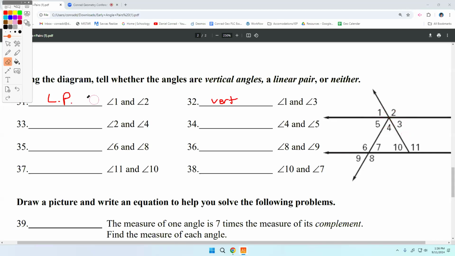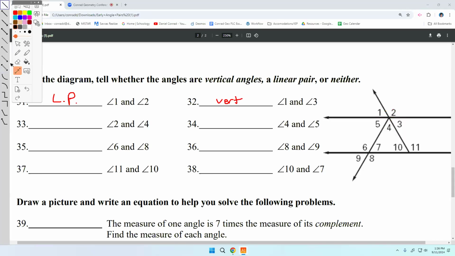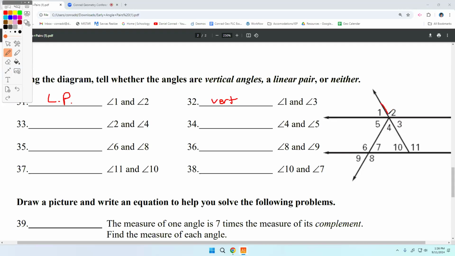So if we look at this, we look at angle 2. All right, the vertical one for angle 2 would be 4 and 5 put together. So it's not just 4. It would be the measure of angle 4 plus measure of angle 5 would be vertical with 2. So this one has to be neither.